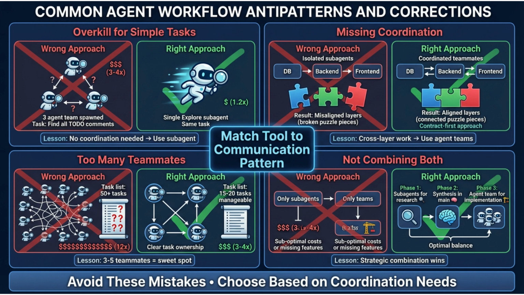Mistake 4. Not combining approaches. Best workflows use subagents for research and agent teams for implementation. Subagents explore the codebase and gather context. Return summaries. Use summaries to create detailed plans. Spawn an agent team with that plan to build. Use efficiency where it matters. Coordination where necessary. That's the pattern.